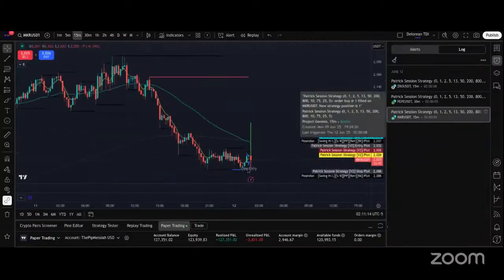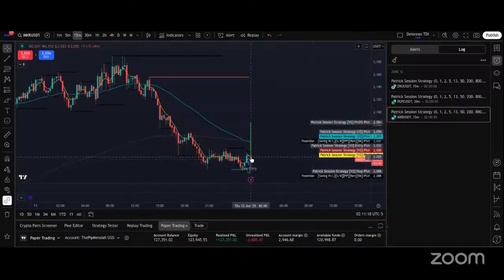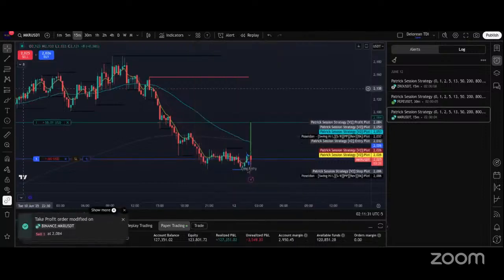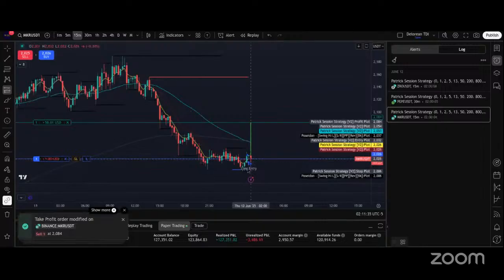This is Maker versus Tether. We do have what's called a Patrick pullback, which is basically a retraction of price from the original entry back into the 5 and 13 EMA, that retest, and then breaking out to the buy side. This is going to be the 2084. We'll take this one as well. Let's go ahead and get this marked up and then call to the groups.